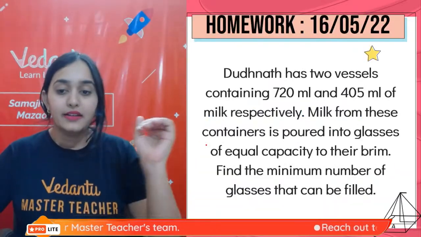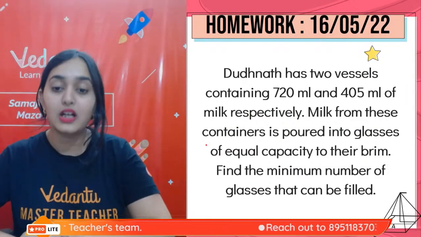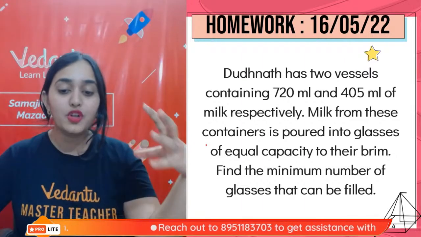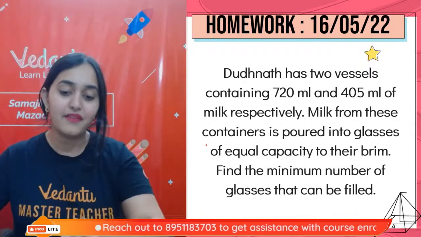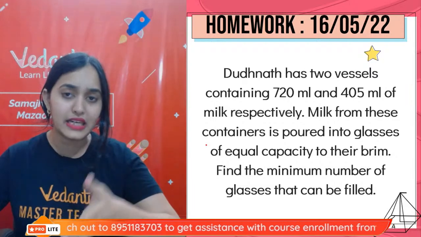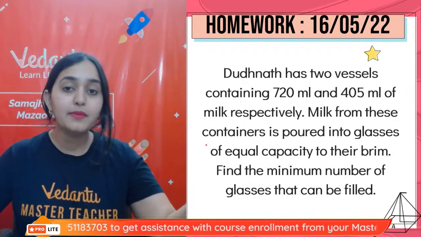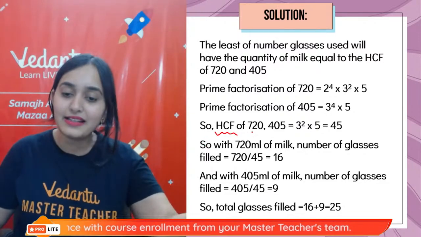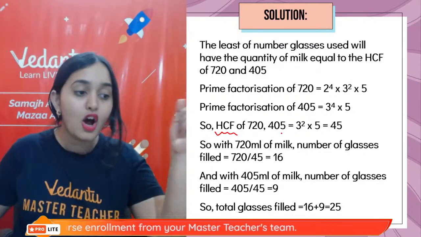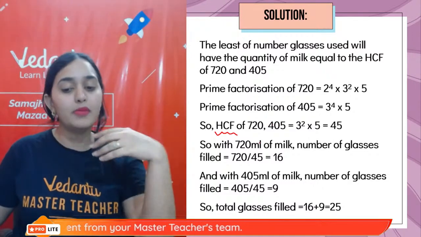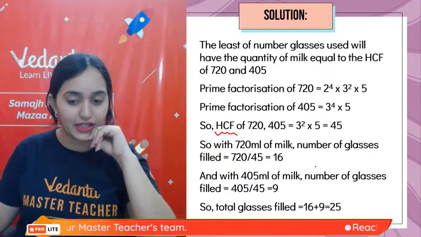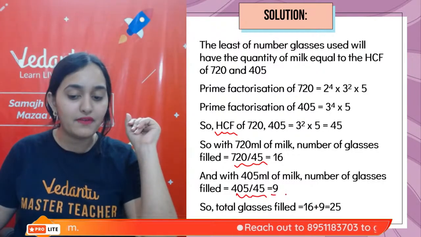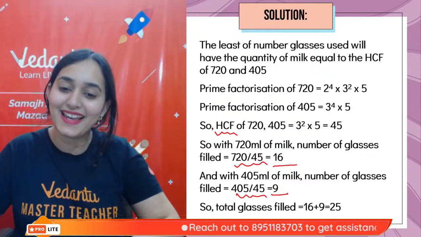Now, first, let's talk about the homework of the previous class. It was a very simple homework. We have to pour the milk in glasses having equal capacity, and the minimum number of glasses that can be filled is simply the highest common factor of these two numbers. The highest common factor of these two numbers is 45. Once we divide 720 and 405 by 45, we will get the number of glasses.